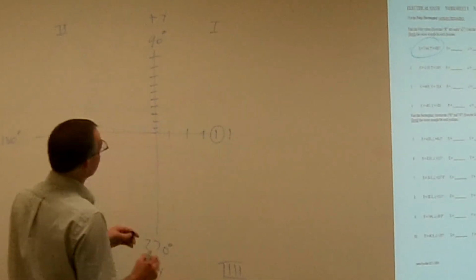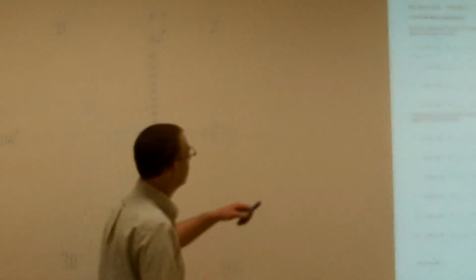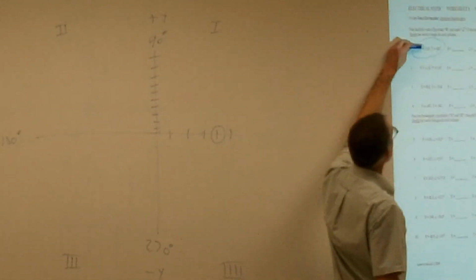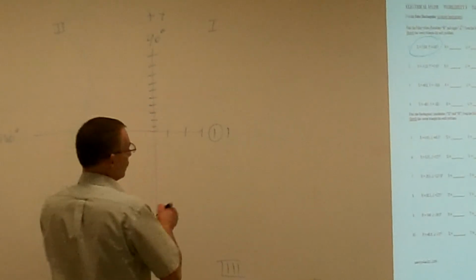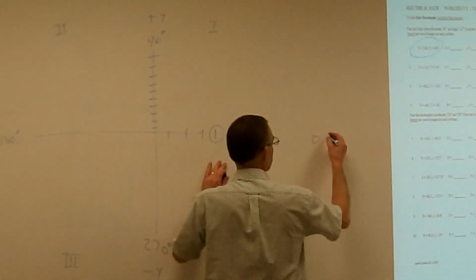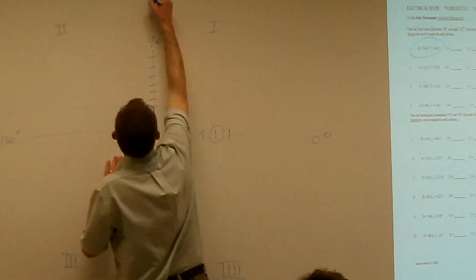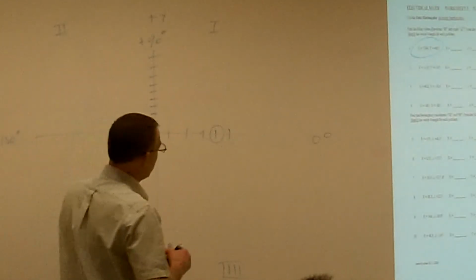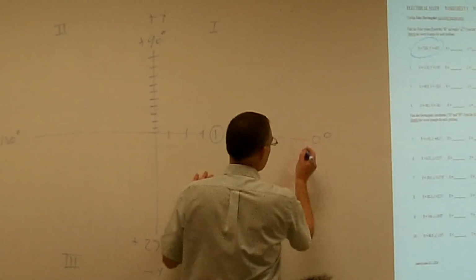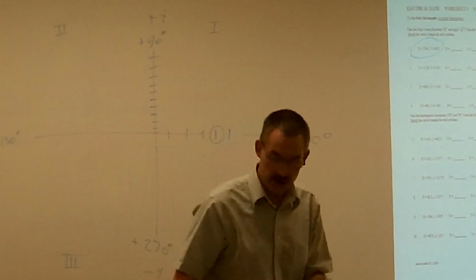So am I going to be in quadrant 1, 2, 3, or 4 for this one? 1. So I'm going to be in quadrant 1. Am I going to have a positive angle or a negative angle? Positive. All right, so try that number and see what you get.